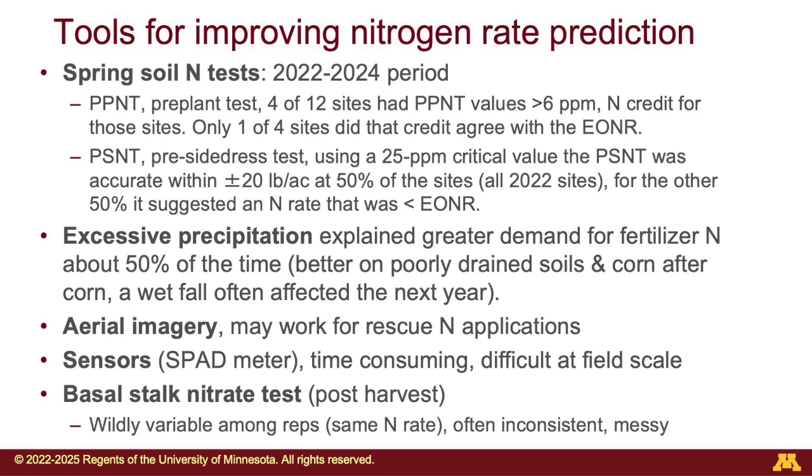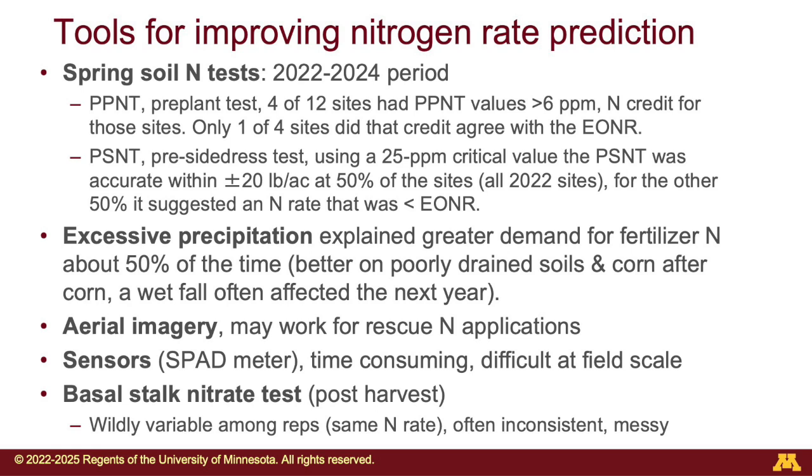Excessive precipitation explained greater demand for fertilizer N about half the time. It was better on the poorly drained soils than on the loess soils. It was better in corn after corn. And I think that makes some sense, because it also depends upon what happened the year before if it's corn on corn.